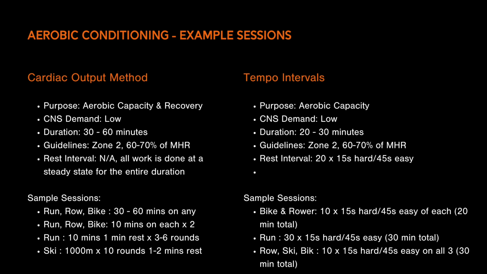So the first session would be 30 to 60 minutes on any bit of equipment, steady state. So you might go out on the bike for 60 minutes, that's fine. You might go on the rower for 60 minutes, or you might go on a 60-minute steady state run, or anything from 30 to 60 minutes. That's session 1, really simple. The key thing is abiding to the guidelines in terms of the heart rate, okay?